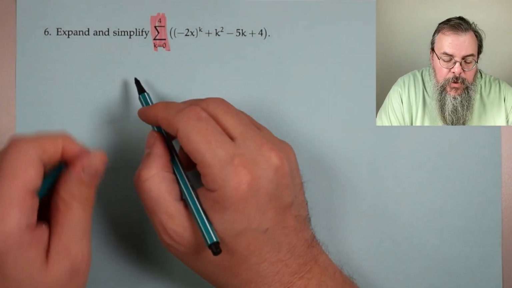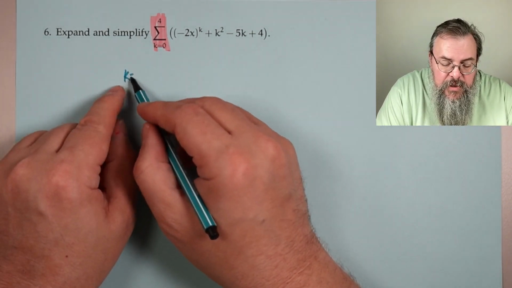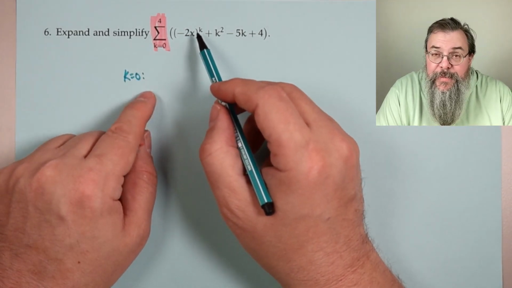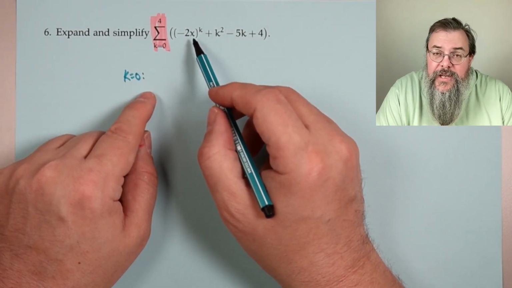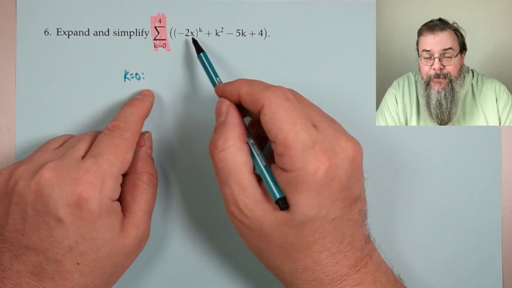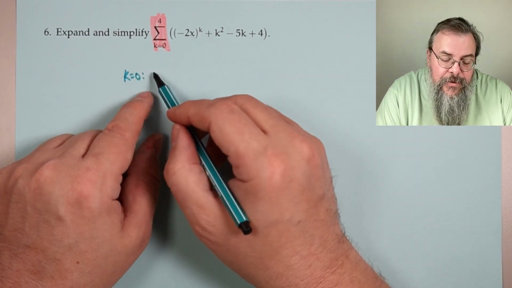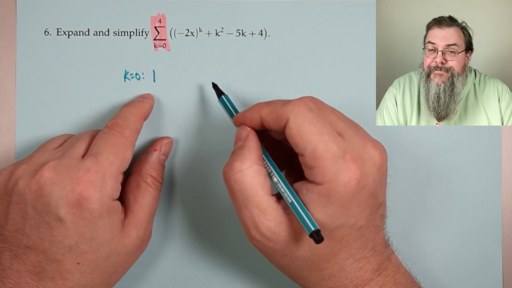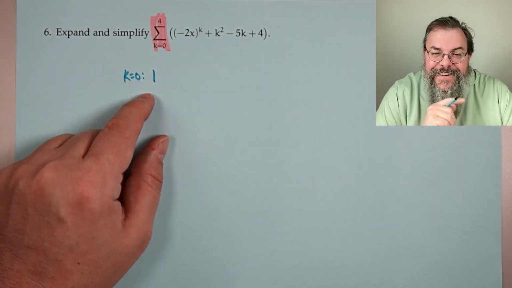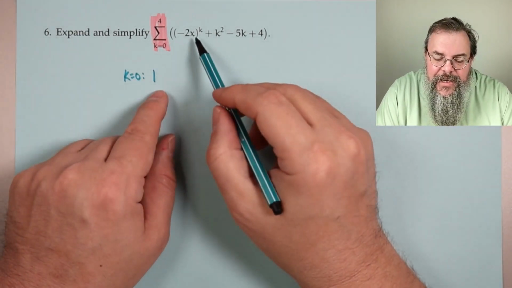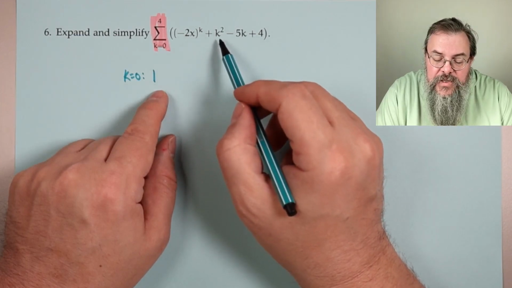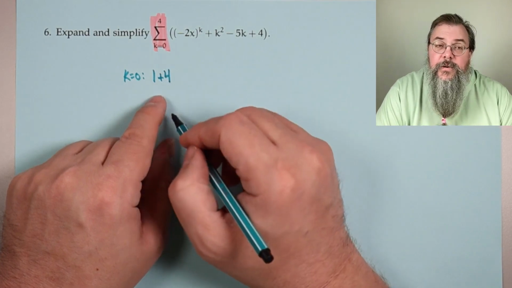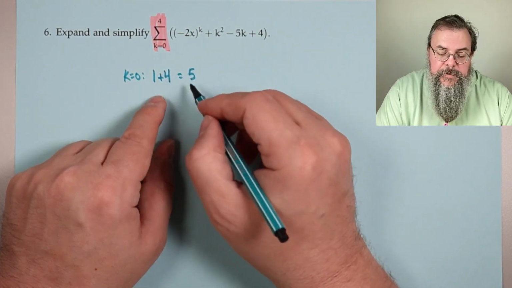So let's just work this out. We're going to go ahead and just plug in k equals 0. And what do we have? Minus 2x to the 0 power. And by convention, something to the 0 power, except for 0, is 1. You might say, wait, what's 0 to the 0? More work. But generically it's 1. Then 0, 0, 4. So for k equals 0, we get out 5.